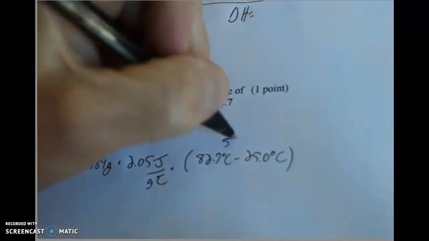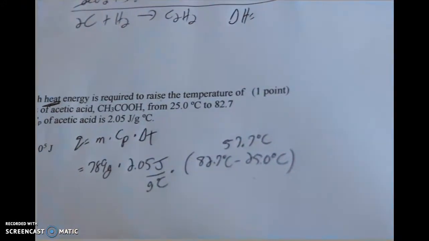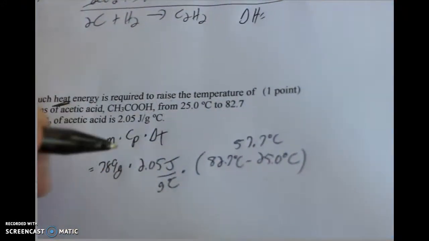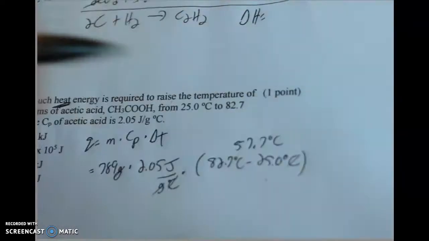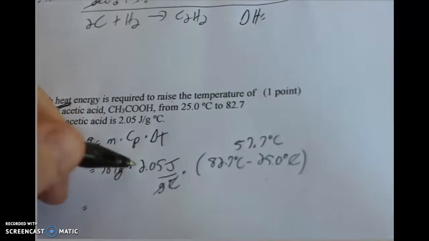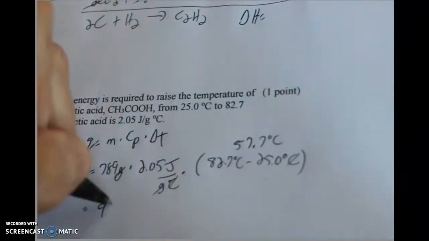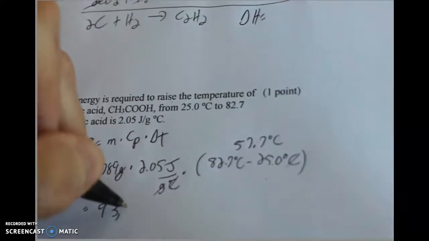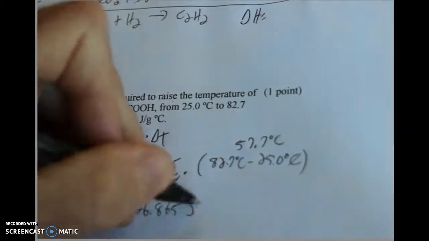That gives you 57.7 degrees Celsius, and now you can multiply all of this stuff out. When you do, the grams cancels out, the degrees C cancel out, and what you'll be left with is joules. So 789 times 2.05 times 57.7, you get a pretty big number there on the calculator. It's 93,326, and I think it's 0.865 or something like that.